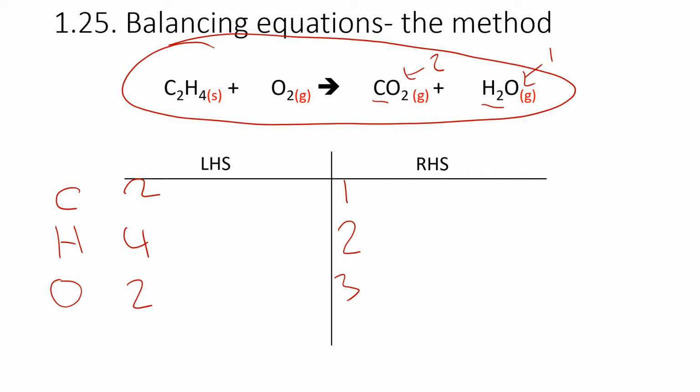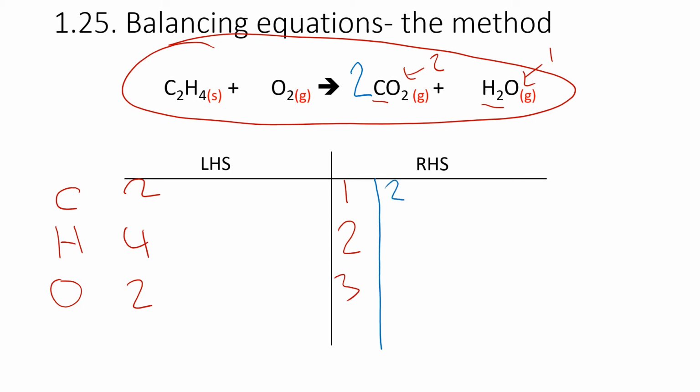So we've got 2 carbons on the left and only 1 on the right. So what we could do, I'll do this in blue, is you could stick a big 2 in front of the CO2. Okay, now we've done that. Let's recalculate the right hand side. So now we've got a big 2 there. We now have 2 carbons.